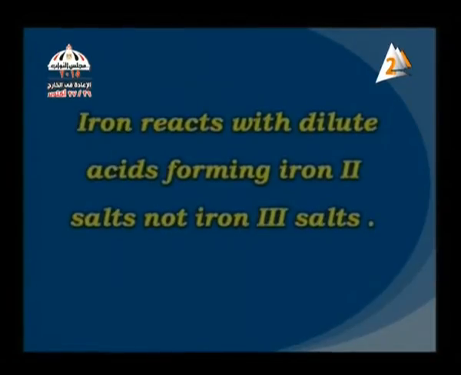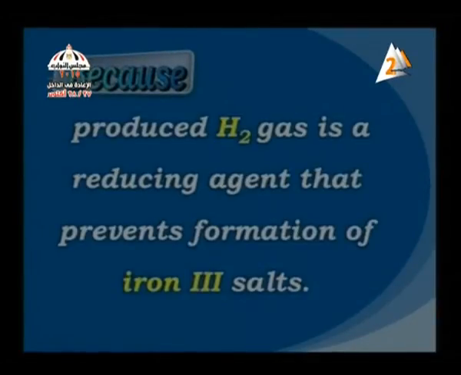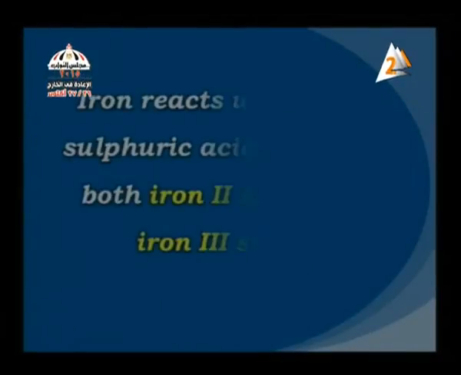Iron reacts with dilute acids forming iron 2 salts, not iron 3 salts. If you think about it, my dear student, you will find the answer is the produced hydrogen gas is reducing agent that prevents the formation of iron 3 salts.